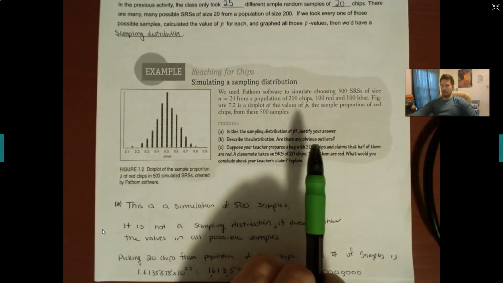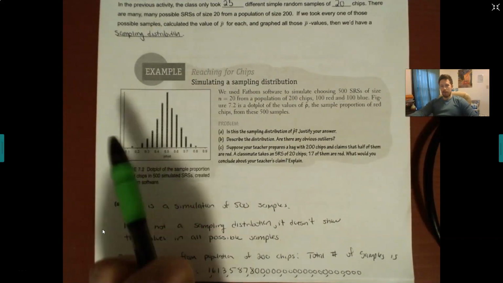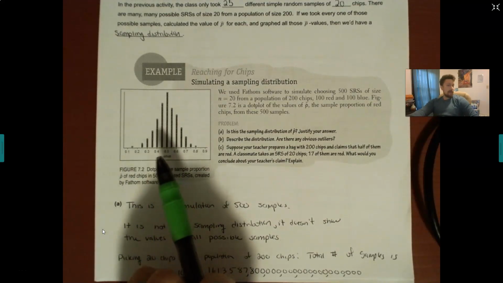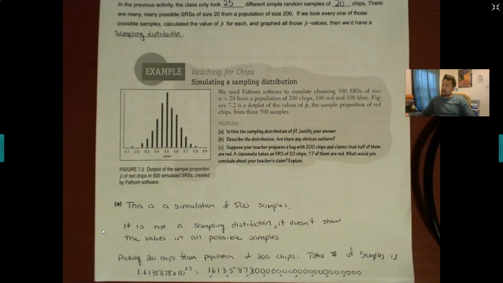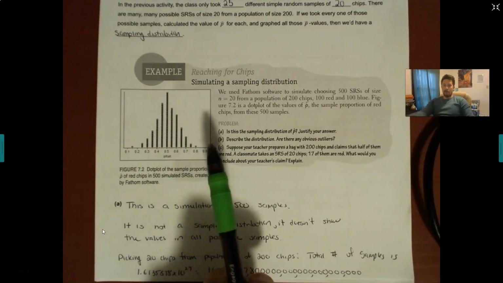Are there any obvious outliers? So looking at this, it is mostly bell-shaped. This seems to be an outlier. The center is around 0.5, which we would expect because in the population, half the chips are red, half the chips are green. I might have mixed up the colors, but it was a 50-50 split. So the center is 0.5. The spread, everything's really centered around 0.5. It is spread out quite nicely, like a normal distribution.